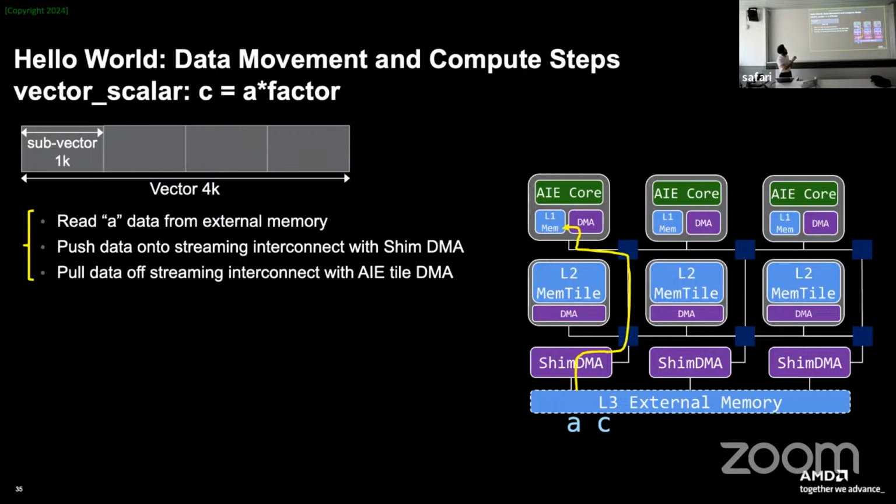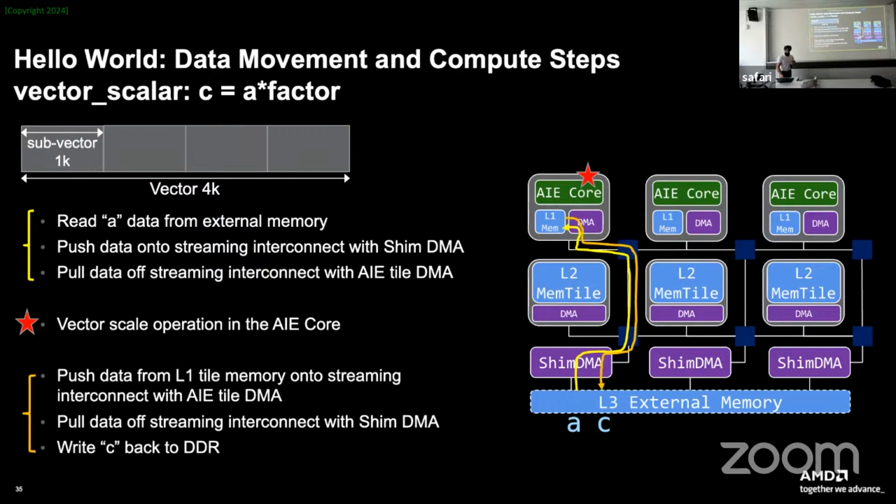So you will first read A data from the external memory, and you push it onto the stream interconnect using a shim DMA. Once you have it on the stream, the core can simply pull data using its DMA. And now you perform a vector operation or a scalar operation, depending on what core you're using. Once you're done with the computation, you need to move the data back. The C vector you again put onto the AXI stream. Then you pull the data using the shim DMA, and then you write it back to the DDR.